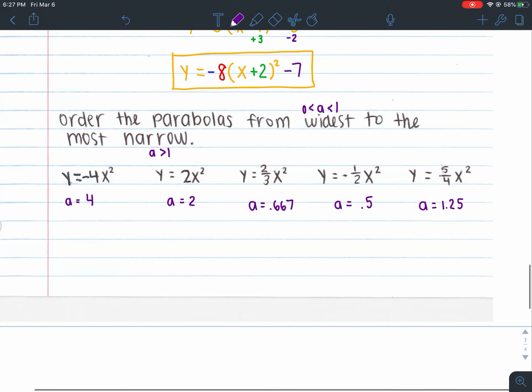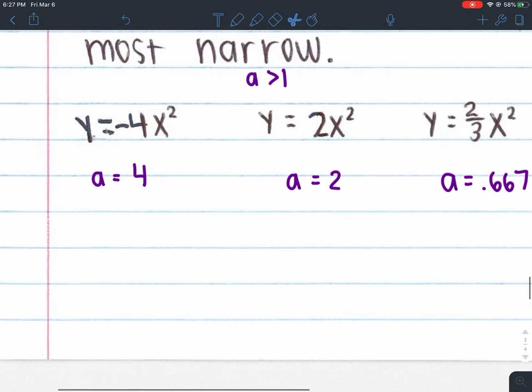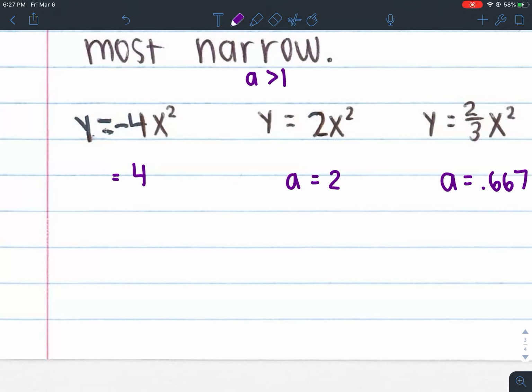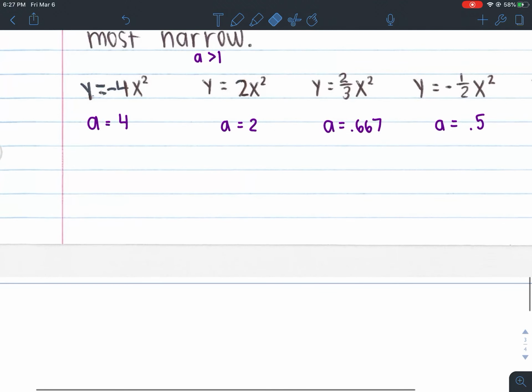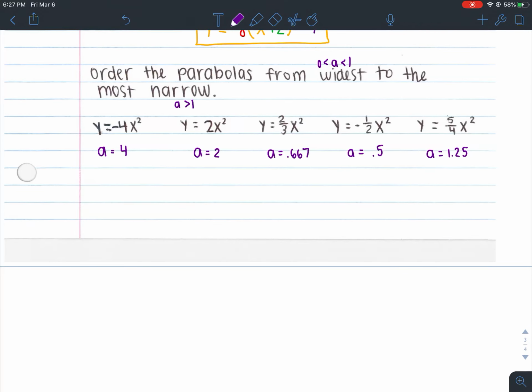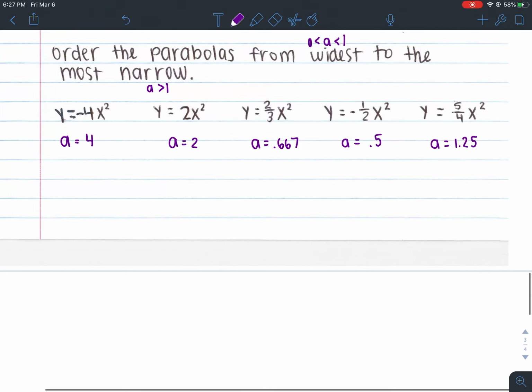All right, so now I have all of my A values written out so I can compare them with each other. This one is 2. So now I have all 5 of my A values. I want to go from widest to narrowest, so I want to go from the smallest number to the biggest number, because the bigger the number, the more narrow it's going to be. So where do we start? Well, what's the smallest number I have here? It's going to be this one. So that means this parabola is going to be the widest of all.